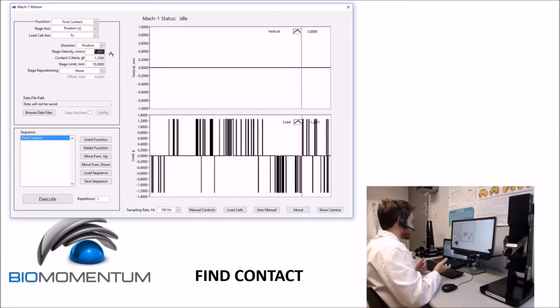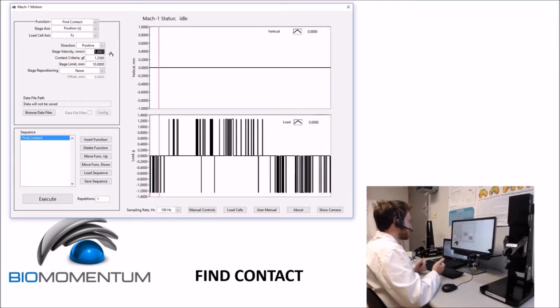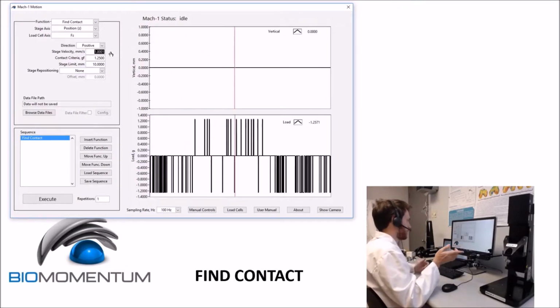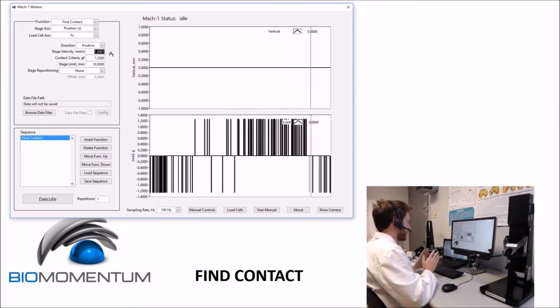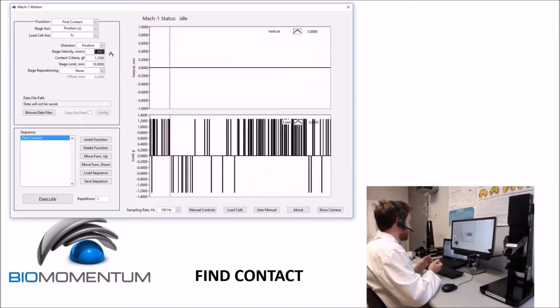In this case, the stage velocity specifies the speed at which the stage will move. Refer to the specifications to see the allowable range of your Mach-1 model. And then in Mach-1 motion, the speed is always specified in absolute values without negatives.